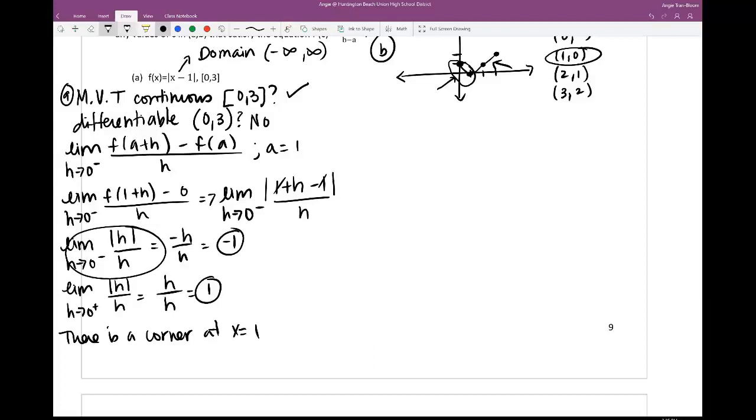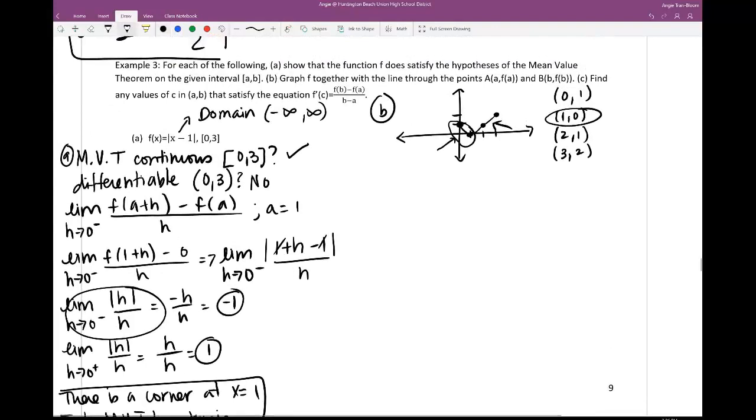So the mean value theorem does not get satisfied, so it fails the mean value theorem hypothesis. Okay. So we got part A. We proved it with the formal definition of the limit. We graphed it out in part B. So now part C. Part C says find any value of c in a to b that satisfies this equation.